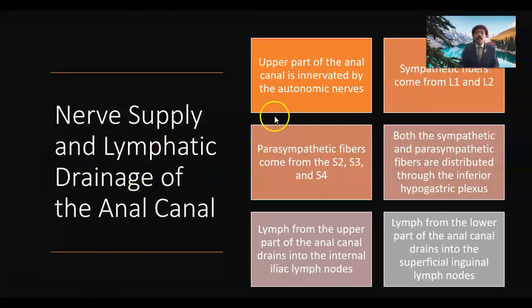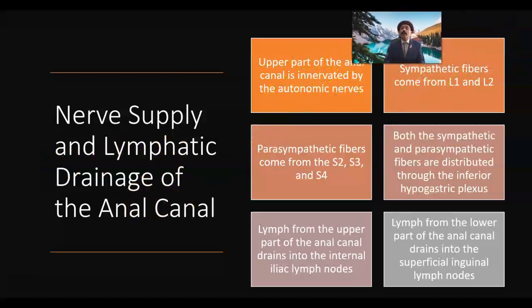Nerve supply and lymphatic drainage of the anal canal. The upper part of the anal canal is innervated by the autonomic nerves. Sympathetic fibers come from the L1, L2 segments of the spinal cord, from the intermediolateral gray horn. Parasympathetic fibers come from S2, S3, S4. Both sympathetic and parasympathetic fibers are distributed through the inferior hypogastric plexus.